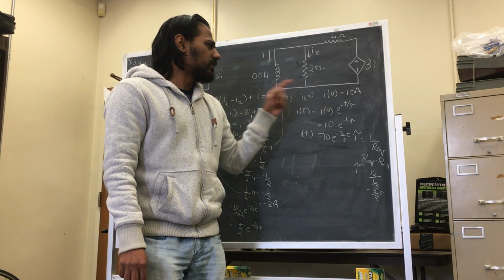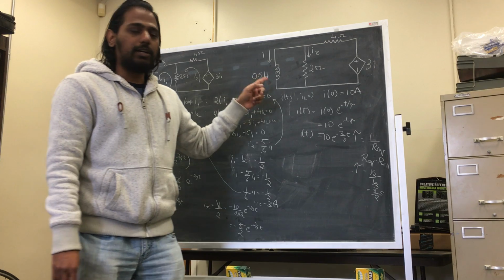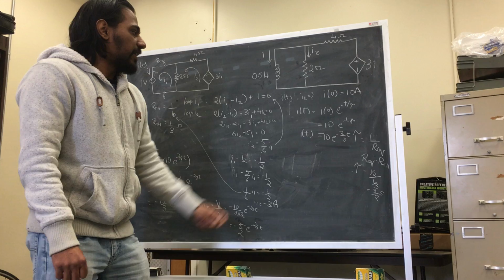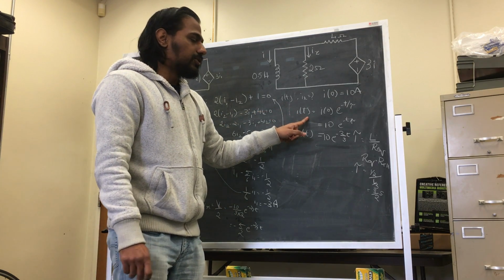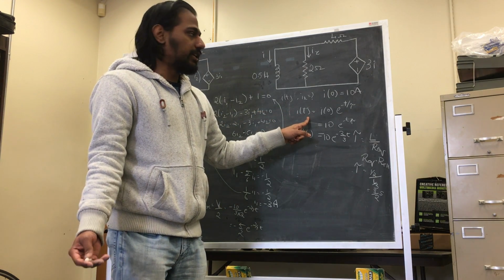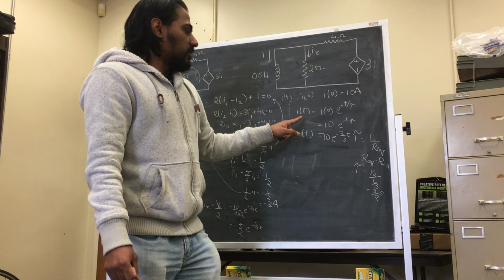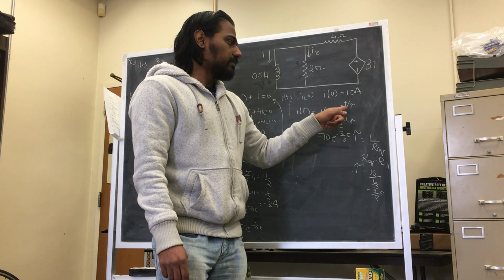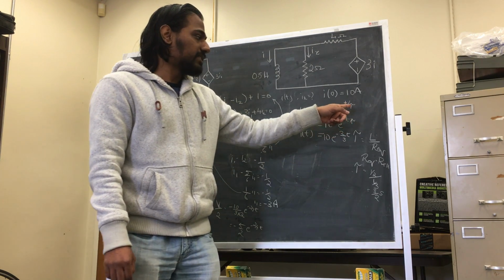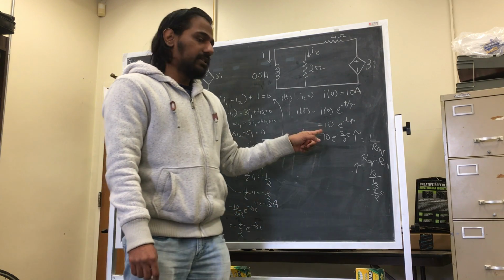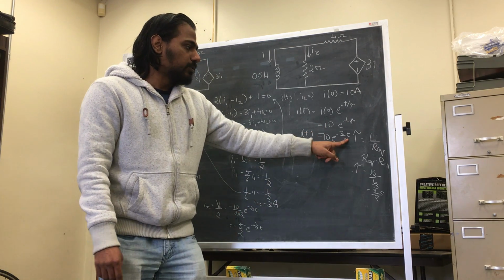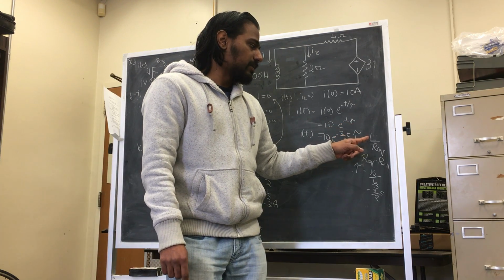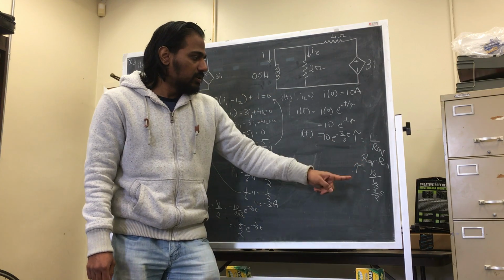The initial current flowing through the inductor is 10 amperes. To find I of t, you use the first order equation for current. I of t would be the initial current times e to the minus t by tau. You know the initial current is 10. You have to find tau. Tau would be the inductance divided by the equivalent resistance.